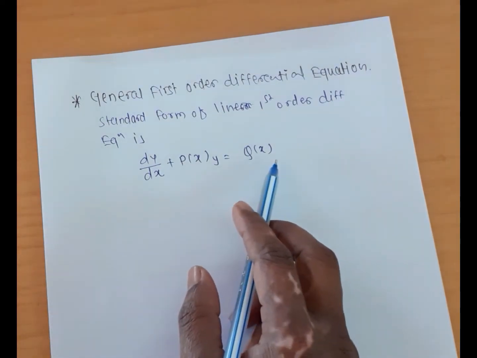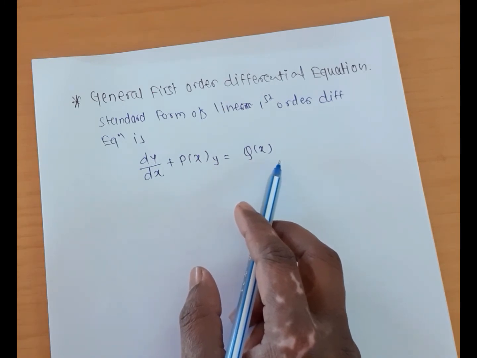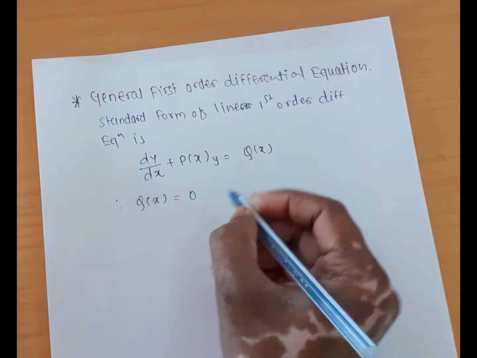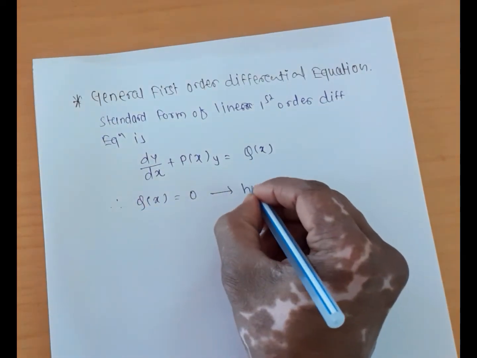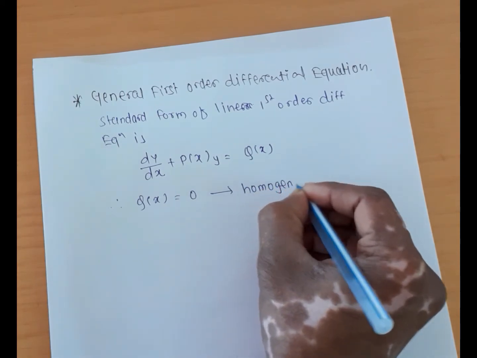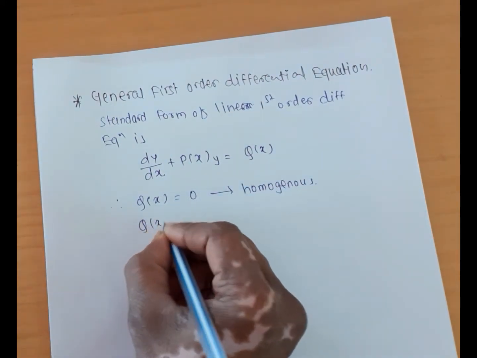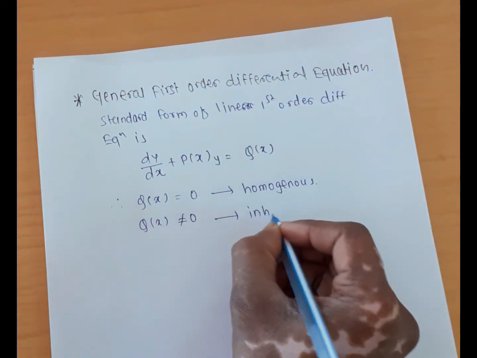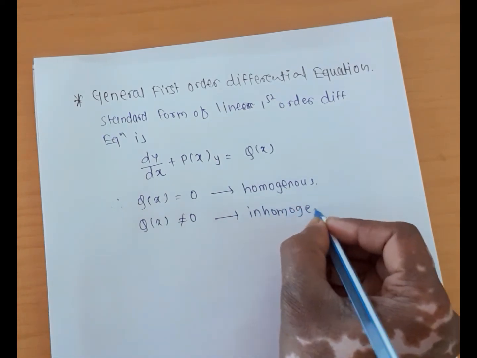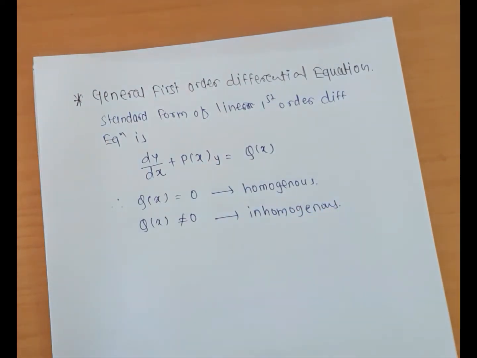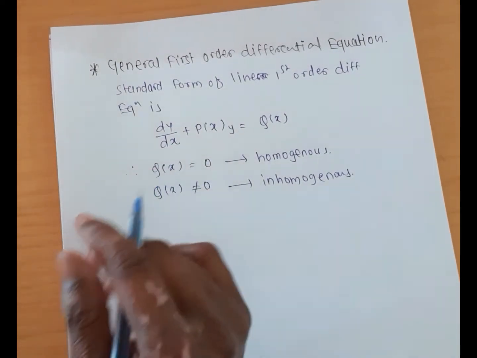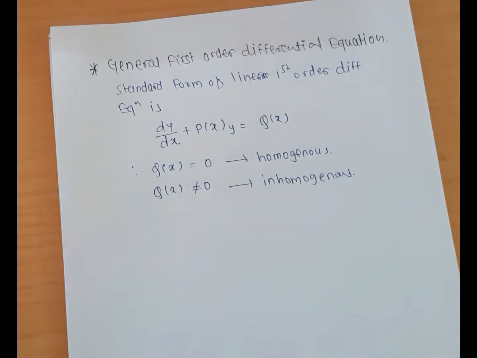If q of x is equal to 0, then the equation is said to be homogeneous. And if q of x is not equal to 0, then the equation is inhomogeneous. Now in this equation there are two types of solutions.